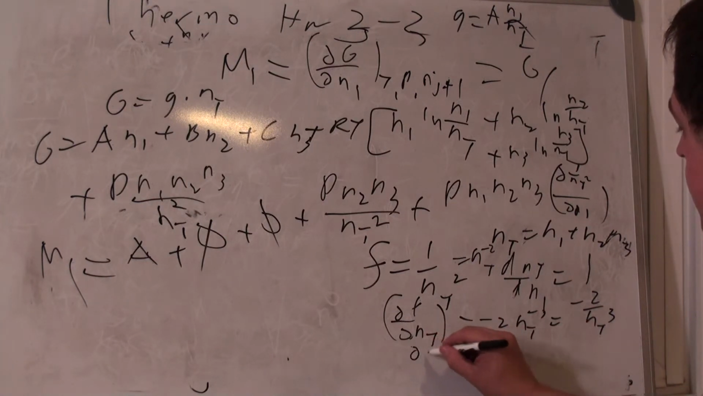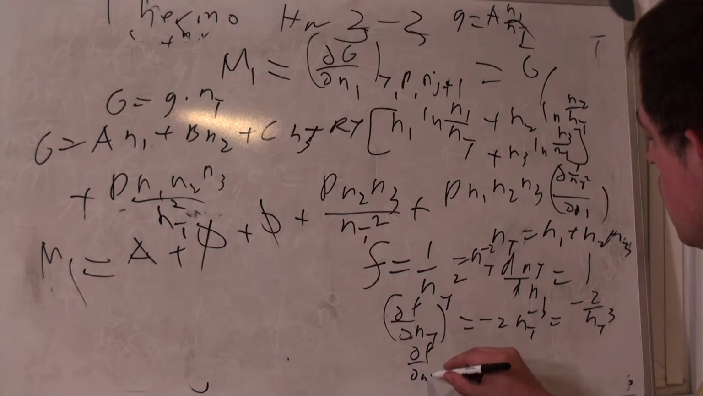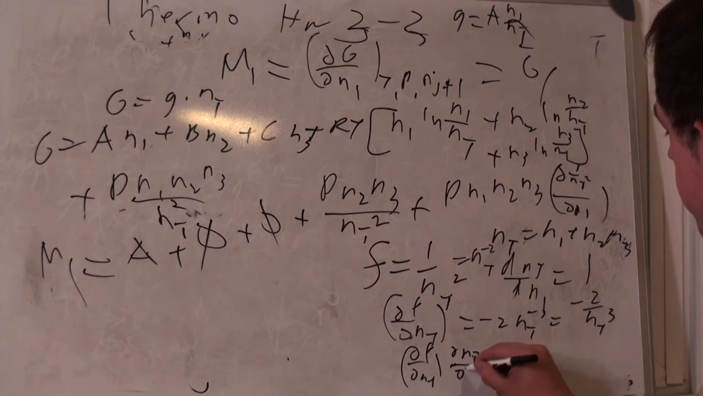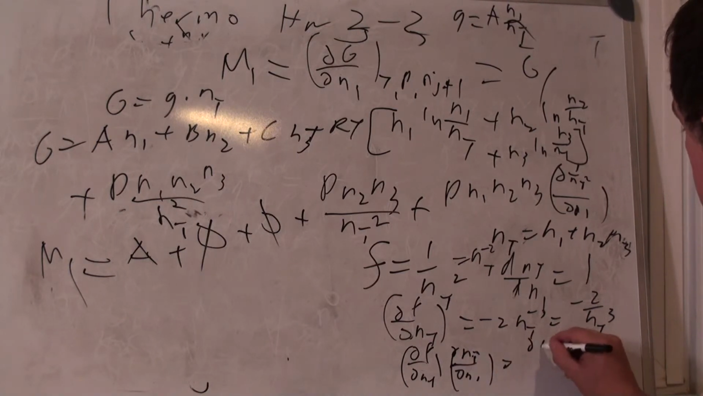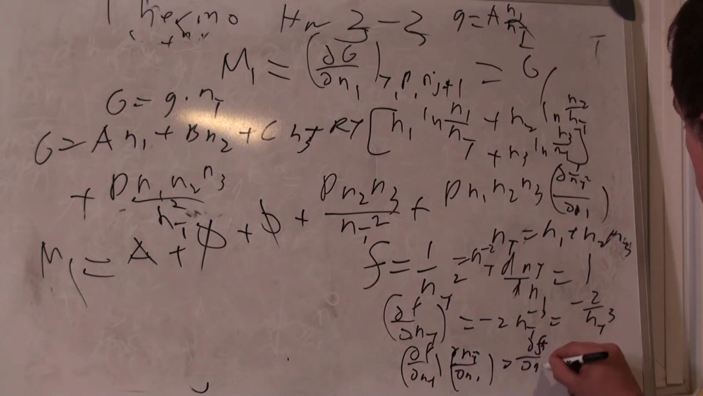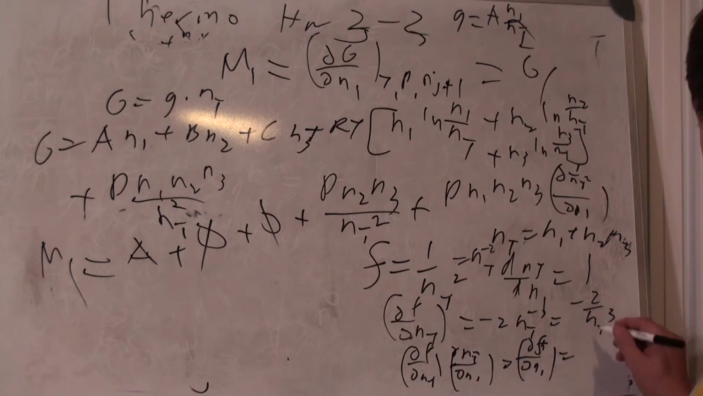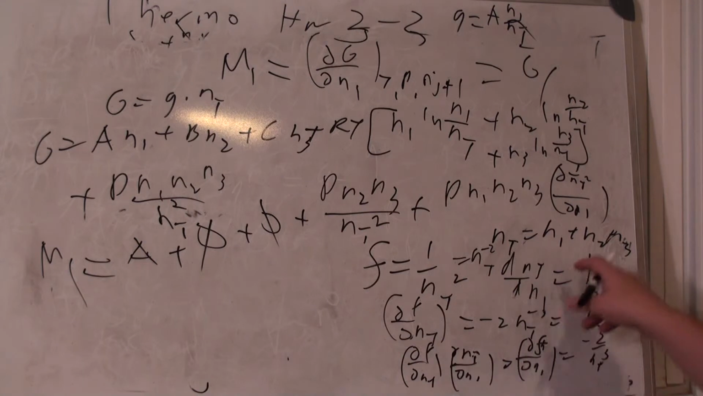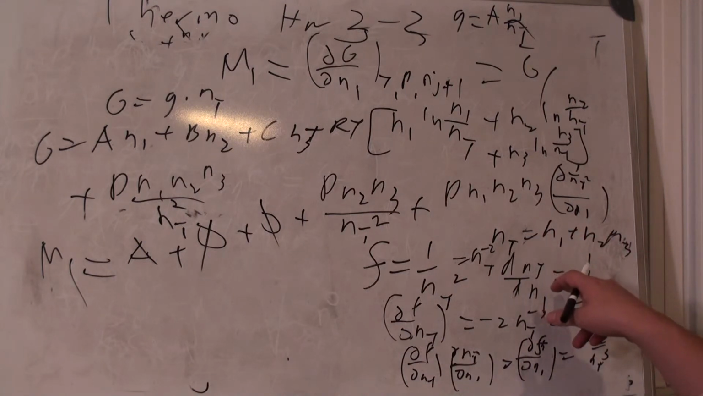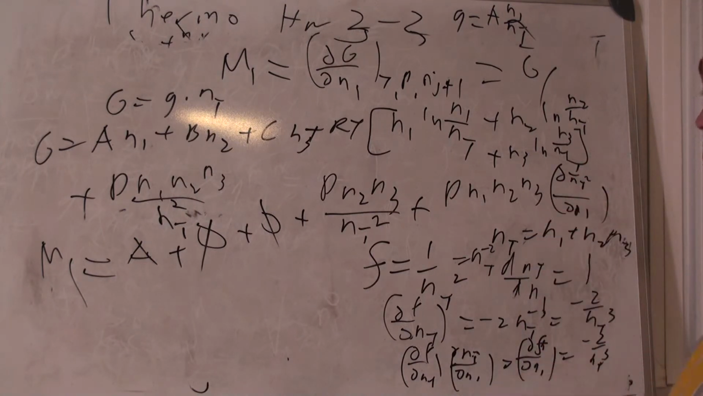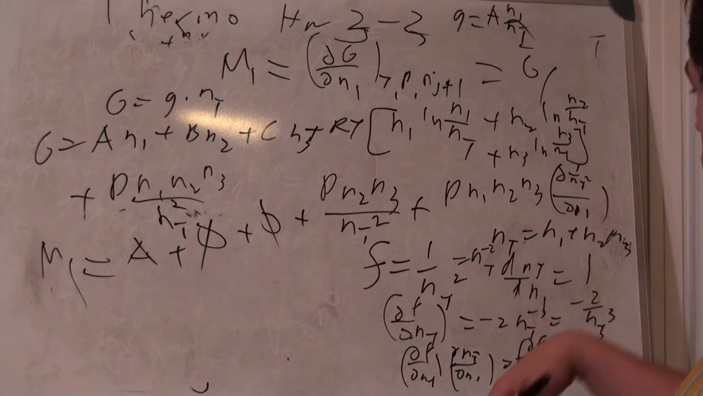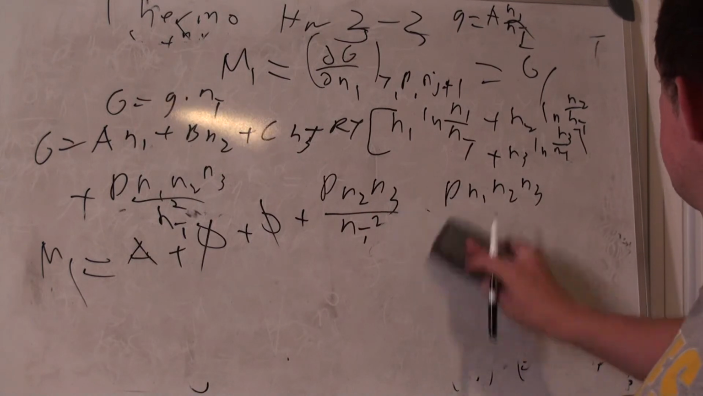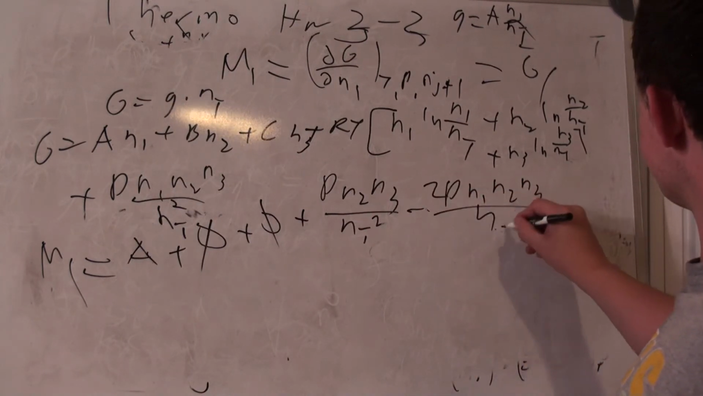Okay, and then df over dn_t times dn_t over dn_1 is equal to df over dn_1, which is equal to, well, 1 times that is minus 2 over n_t cubed, and so I plug that into, well, I guess this thing right here. Okay. So, minus 2 over n_t cubed.